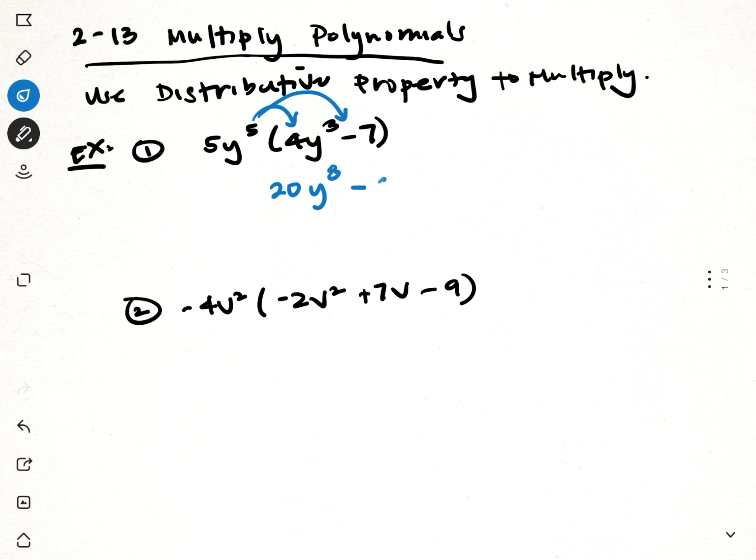And then same thing with the 7. So 5 times 7 is 35. And then we don't have any y's there, so we just have y to the 5th still. Okay? That's pretty much it.